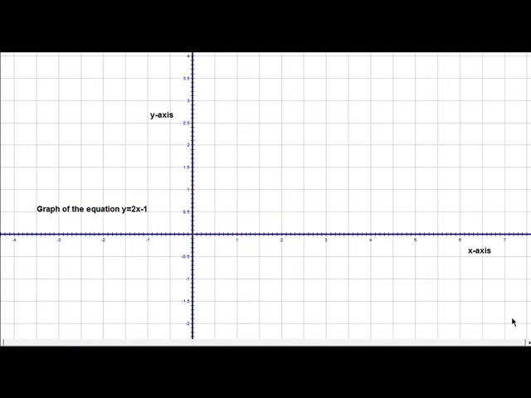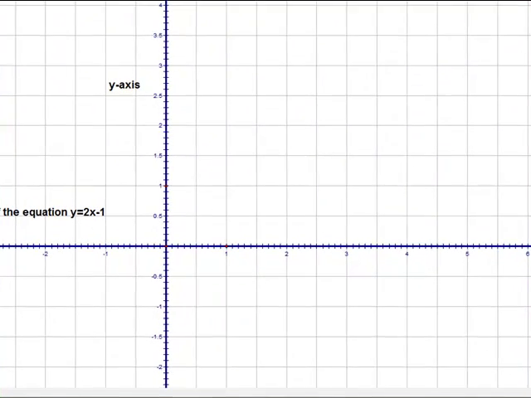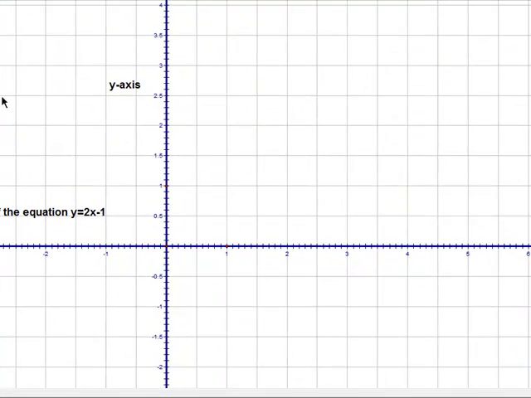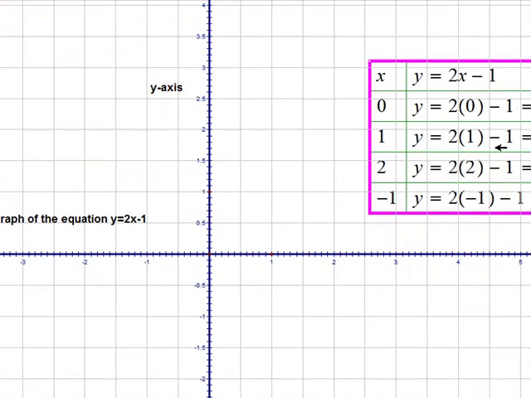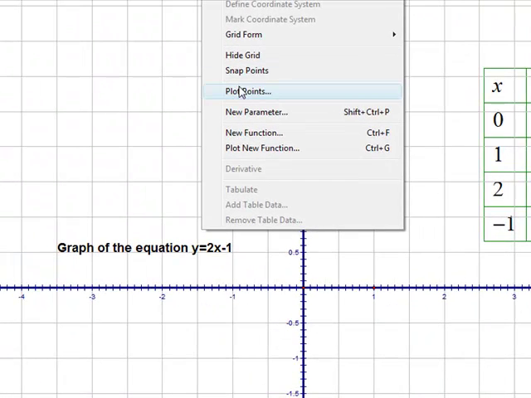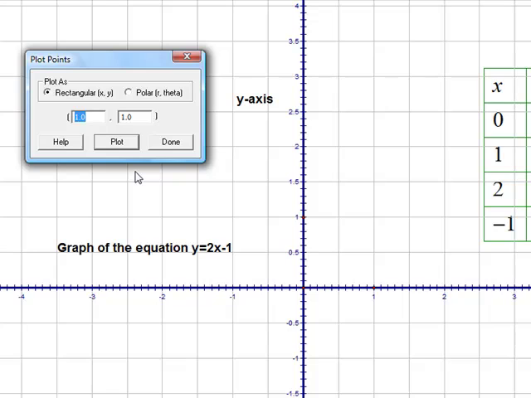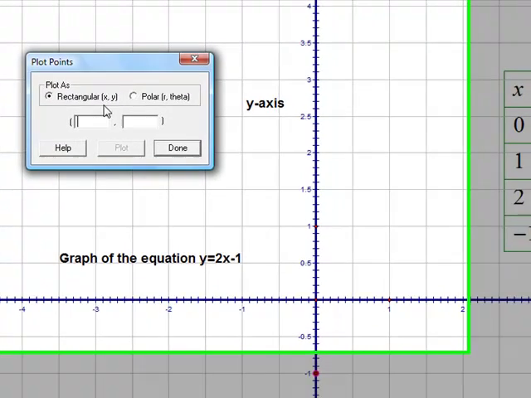Now here are the coordinate axes that you're familiar with, and what we are going to do is plot the points that we had, and use those to sketch our line. So I am going to virtually plot those. Who is my first point? That's (0, -1). It shows up right here, as you can see.